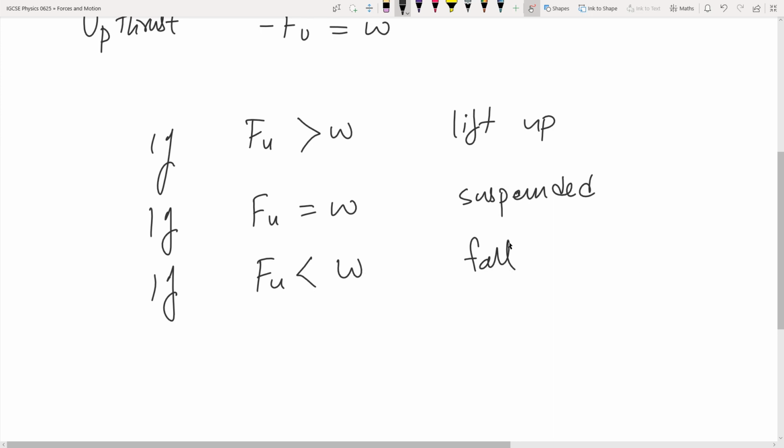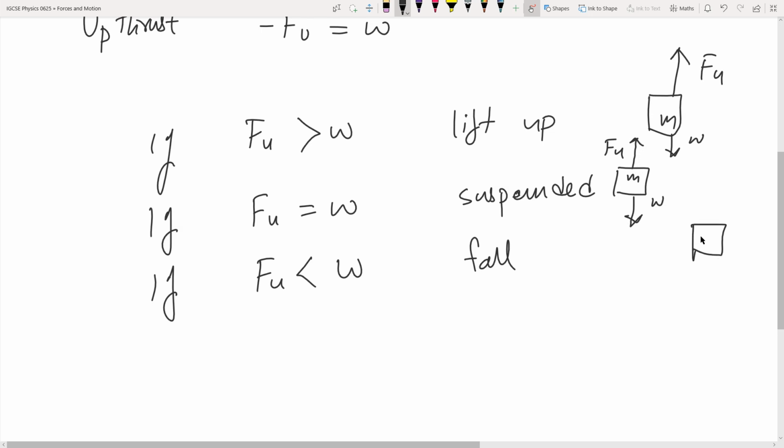That's the case in which, I'm just going to draw some vectors, right? If the weight is small but the upthrust is large, then the object should lift up. This is Fu and this is weight. In the second case, right, let's say this is the mass. If the weight and upthrust are equal vectors, then it is going to stay suspended.